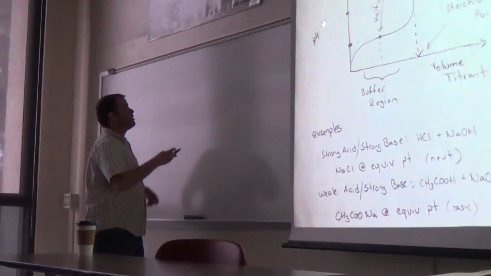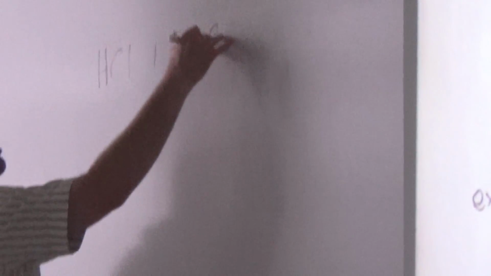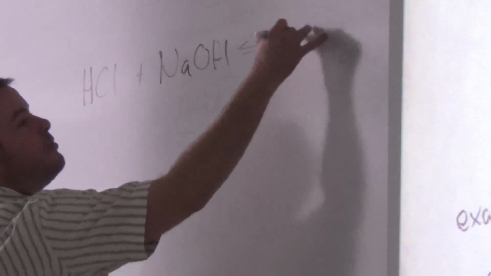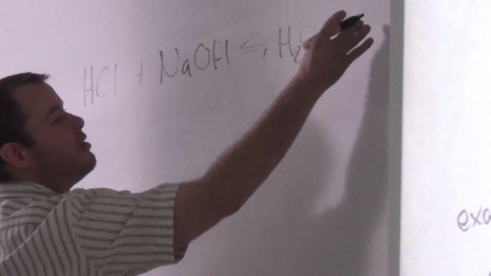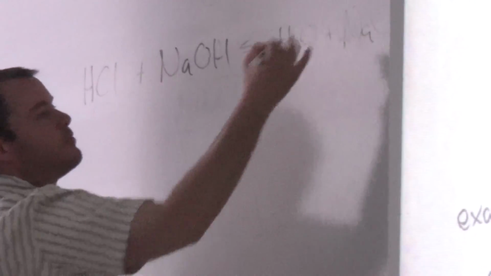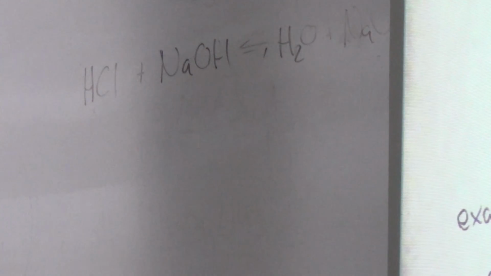You take HCl and you add NaOH to it, you end up with H2O and NaCl, right? What's the pH of that system going to end up looking like? What's the pH of a sodium chloride system?